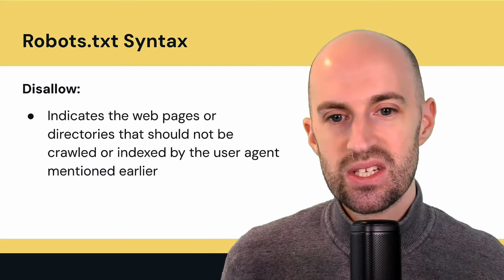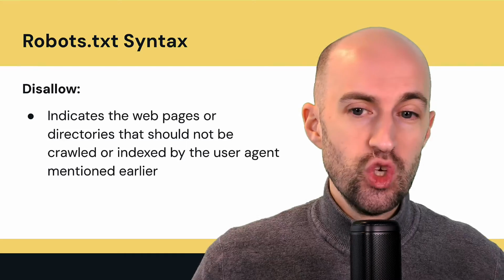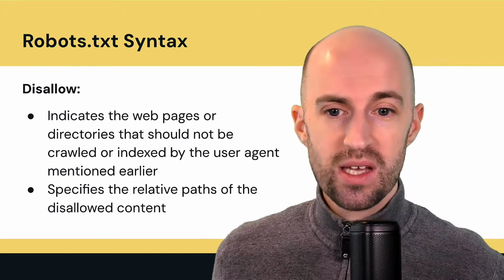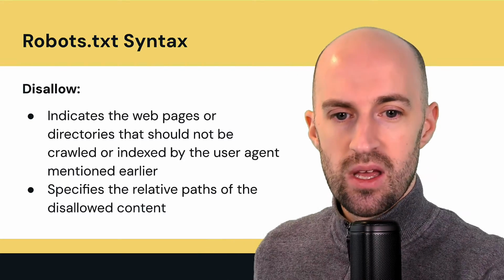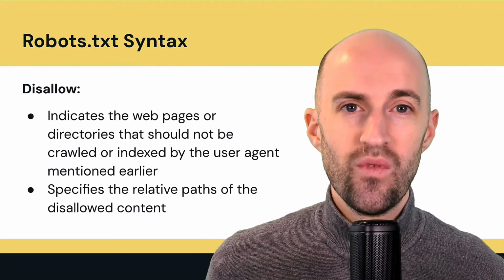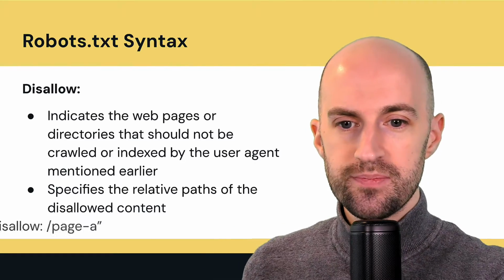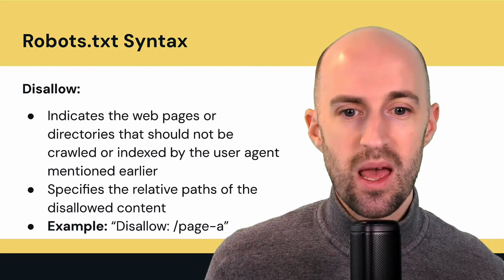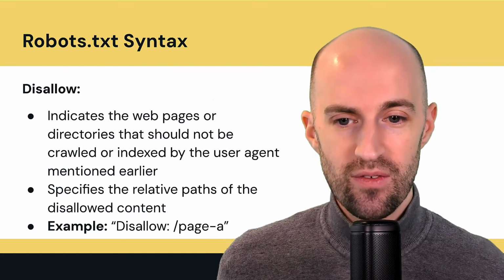So this indicates the web pages or directories that should not be crawled or indexed by the user agent mentioned above or earlier. So this specifies the relative paths of the disallowed content. And relative paths means you don't have to include the full URL. It's just starting at the root / directory. So for example, disallow /page-a. So this is page A. And notice you don't have the domain on there because it's a relative path.